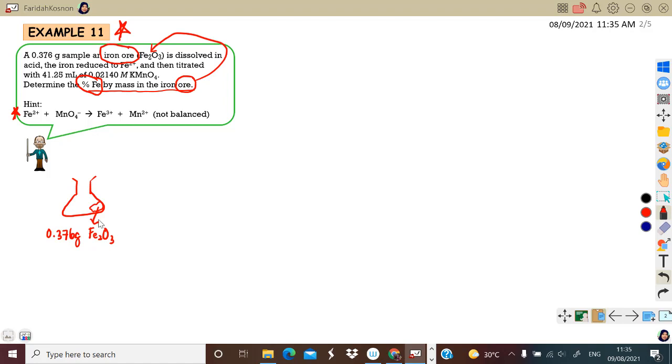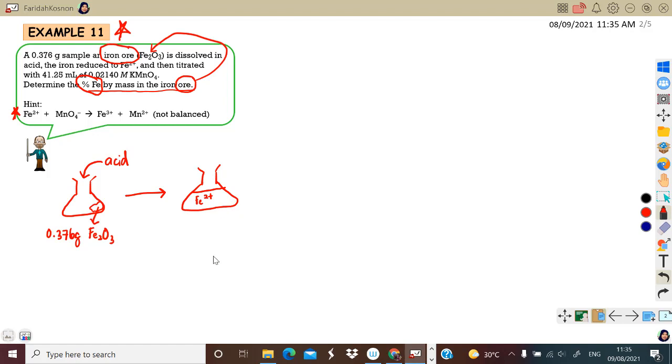Alright, so what happened here? This iron ore is dissolved with acid. So the student add acid here. Alright, so what happened? The iron ore dissolve. Okay, iron ore itu melarut. And what happened? The iron in the iron ore is reduced to iron 2 plus. Jadi sekarang kita fokus kepada what happened to the iron in the iron ore. So iron in the iron ore is reduced to Fe2 plus. So maksudnya bila dilarutkan, dalam larutan kita ini ada iron 2 plus ion.